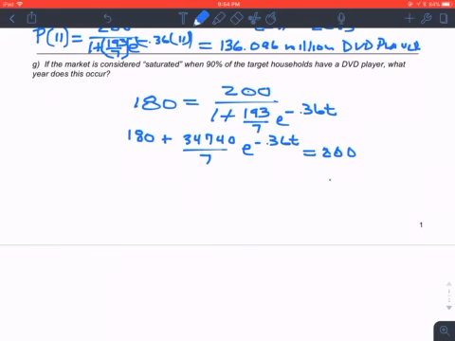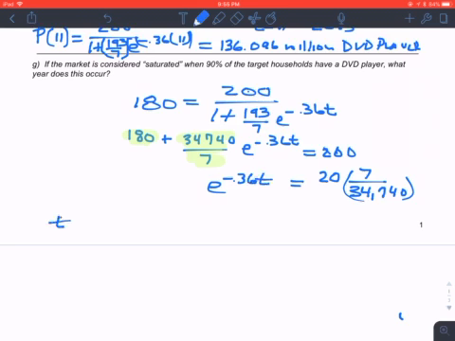Okay, so my next two steps: I'd subtract the 180, and then I would multiply by its reciprocal. When I do that I get 20 times the reciprocal, which is 7 over 34740, is equal to e to the negative 0.36t. When I solve for that, we end up getting t is equal to 15.317 years.